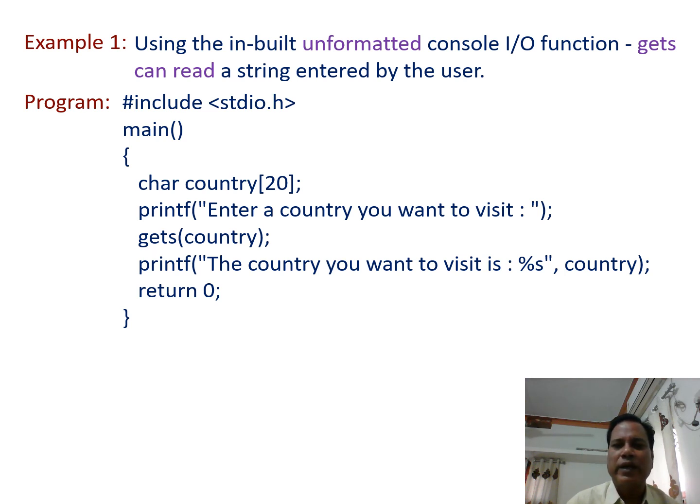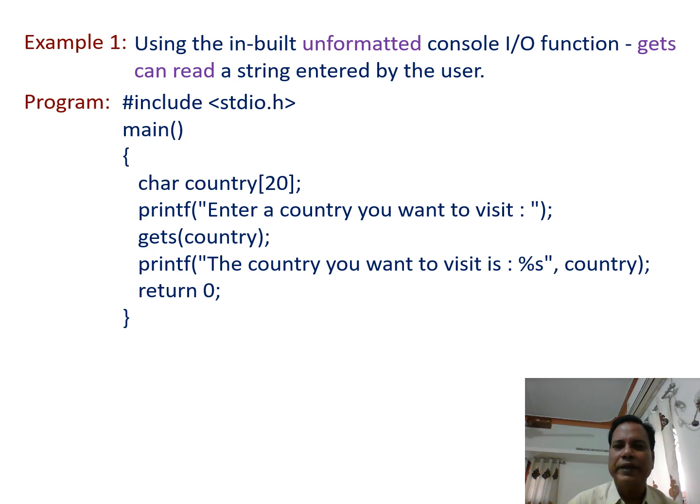So a character array is declared using this statement. Then printf: Enter a country you want to visit. After the colon, here we have to enter the name of the country, because when gets(country) is executed, the compiler waits for the data. So when you enter the name of the country and press the enter key, that name is taken in and is stored in the character array country.